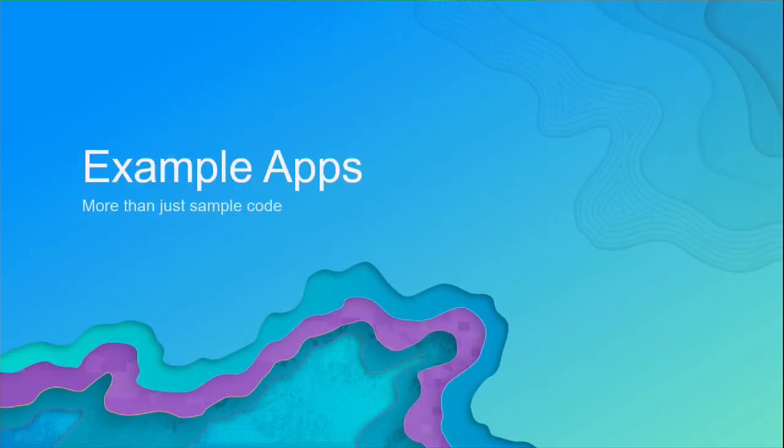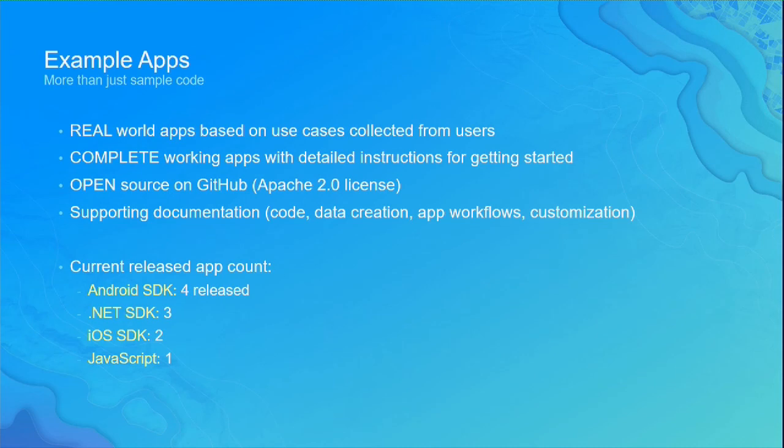So first things first, what are example apps? They are more than just sample code. What do we mean by that? They are real-world apps. They're based on ideas and suggestions that we got from all of you. You came to us and you said, I would really like to build an app like this, but I'm not sure how. I've got all of these samples that provide me little bits of how to do one thing or another, but how do I put them all together? How would you, as an Esri developer, do it? What best practices do you recommend? That's what these example apps are.